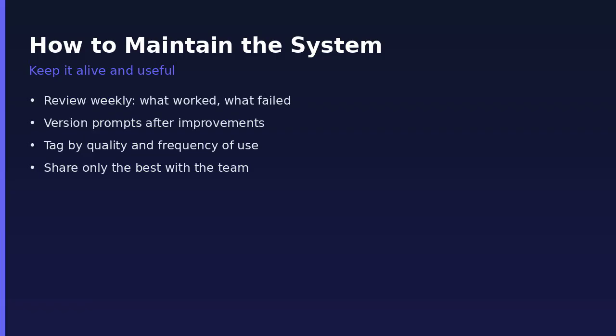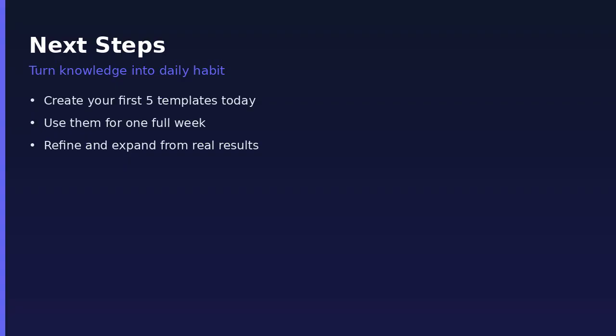Example template, meeting summary. Role: you are an operations assistant. Context: these are the raw notes from today's meeting. Objective: produce a structured summary. Constraints: use only information present in the notes. Format: headings for decisions made, action items with owner and deadline, open questions, and focus for next meeting.